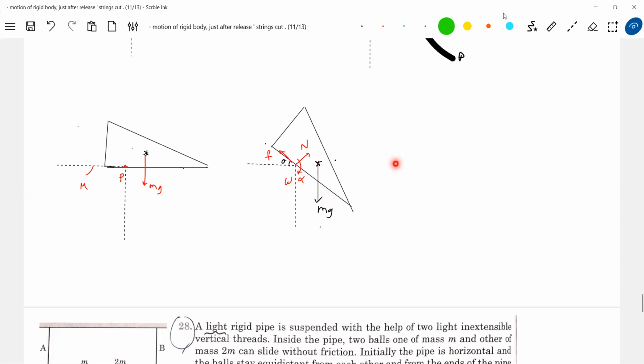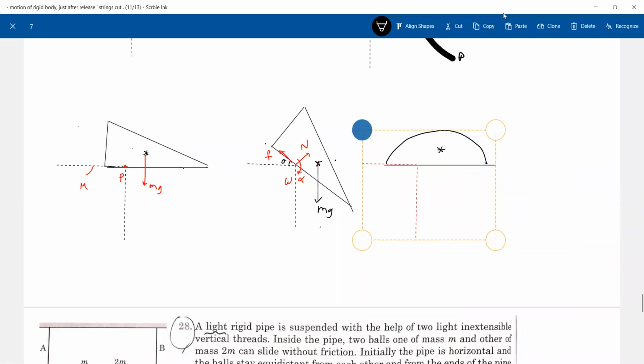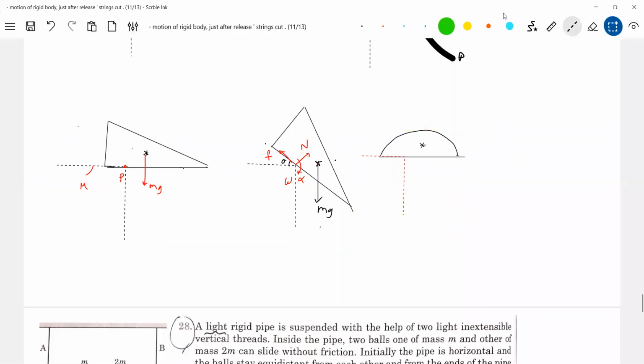Then a semicircular plate you can bring. I think it's unlimited, no? The way of learning things is unlimited. So after some time it will tip.